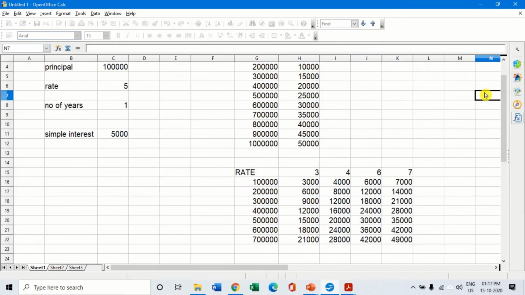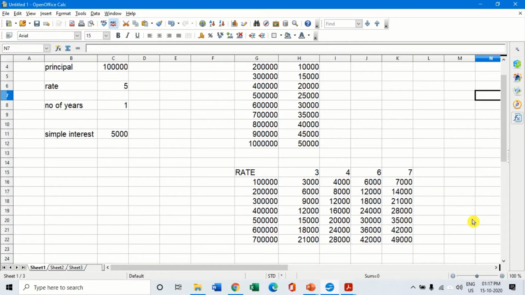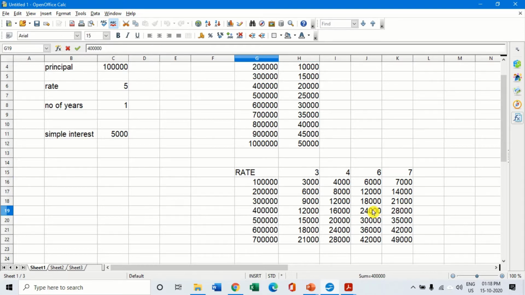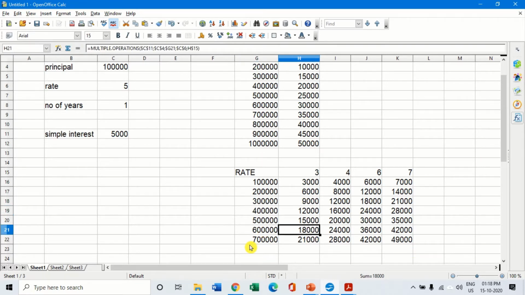And when I click on OK, it calculates the entire chart for me, whereby I can understand now that with 1 lakh and 3% interest for 1 year, it is 3,000, 4,000, 5,000. Now here I can also immediately get it, it's like a ready reckoner. For 4 lakh rupees at 6%, I am going to get 24,000. At 6 lakhs, 3%, it is going to be 18,000. So this way I can calculate both the varying rate of interest and the varying principal amount, and I can do my calculations very quickly using multiple operations.